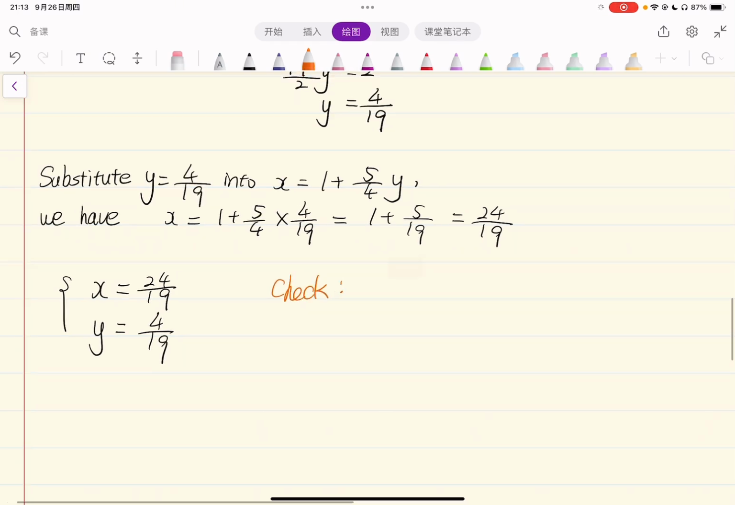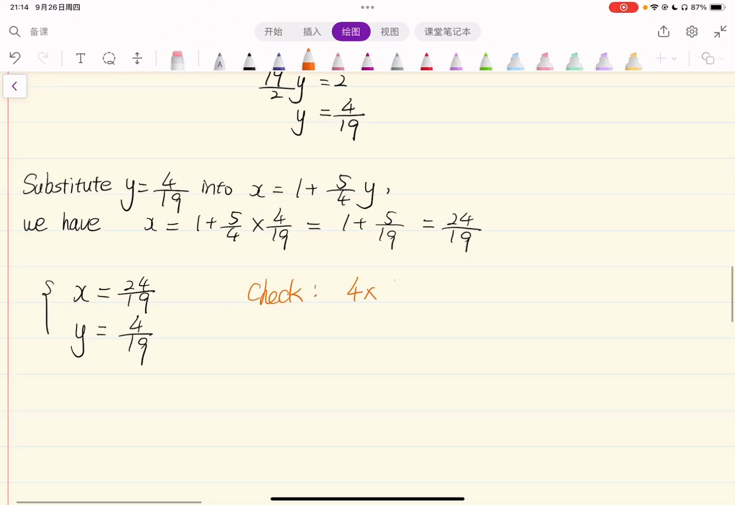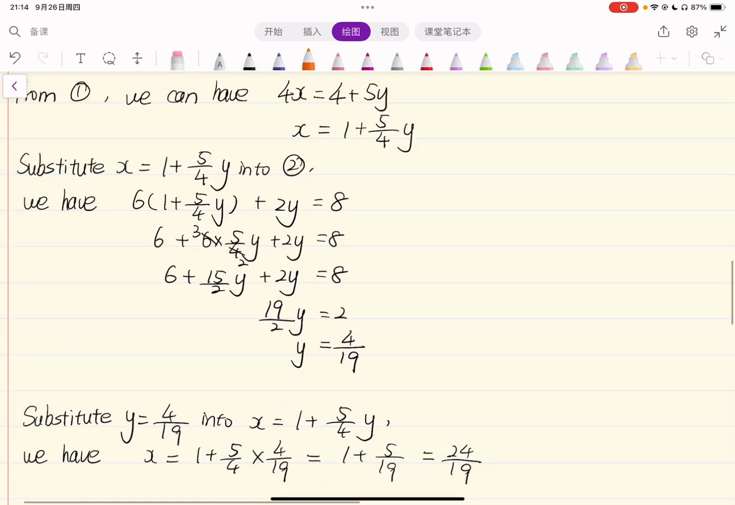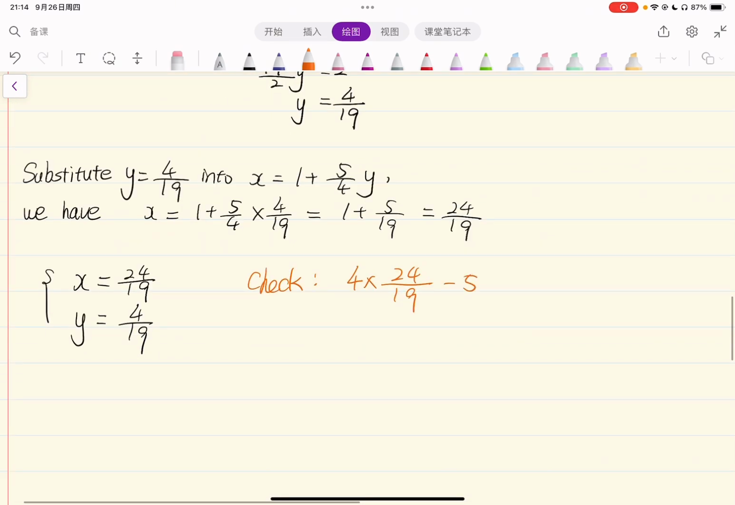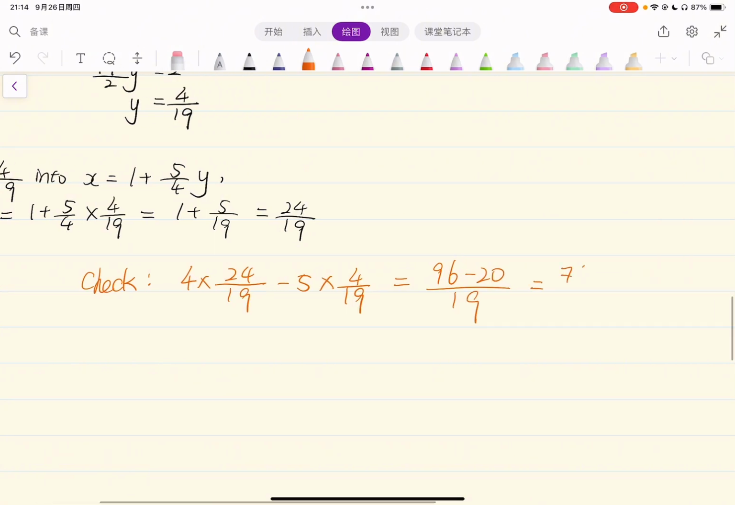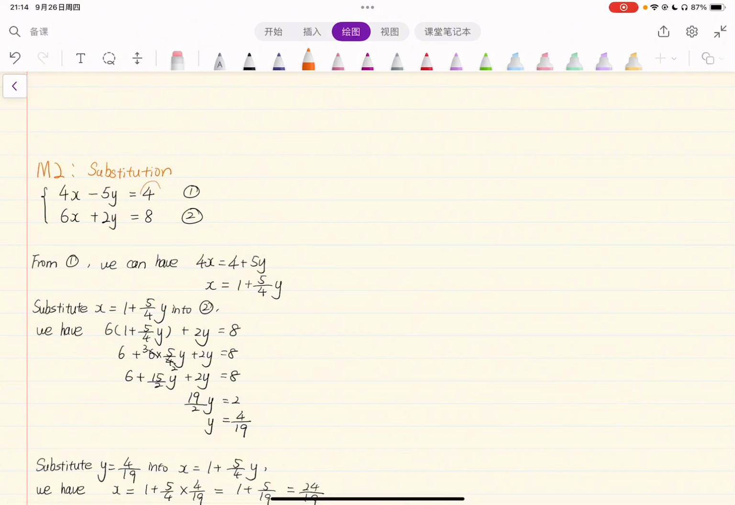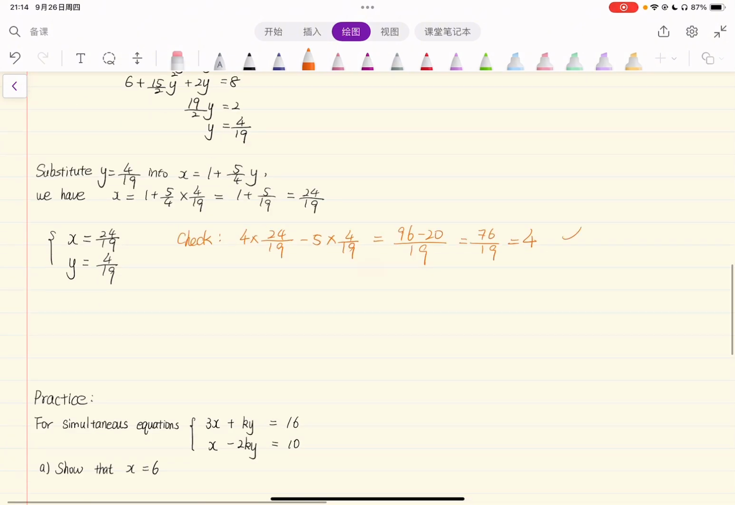For the first equation, 4x minus 5y equals 4. So 4 times 24 over 19 minus 5 times 4 over 19. That equals, 4 times 24 is 96, minus 20, over 19. What we have is 76 over 19 equals 4. Does it equal 4 on the right hand side? Yes, we get that. So equation 1 becomes true.